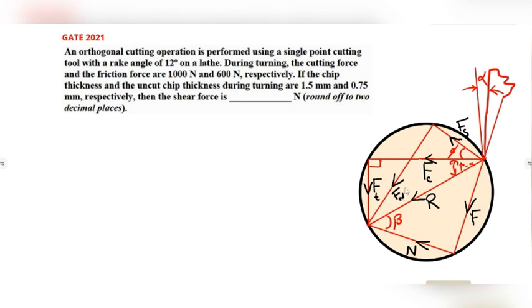Now reading this problem, this problem came in GATE 2021. So an orthogonal cutting operation is performed using a single point cutting tool with a rake angle of 12 degree on a lathe. So we have given data: alpha is equals to 12 degree. During the turning, the cutting force and the friction force are 1000 and 600 Newton. Therefore, we have been given Fc is 1000 Newton and friction force, that is F, as 600 Newton.